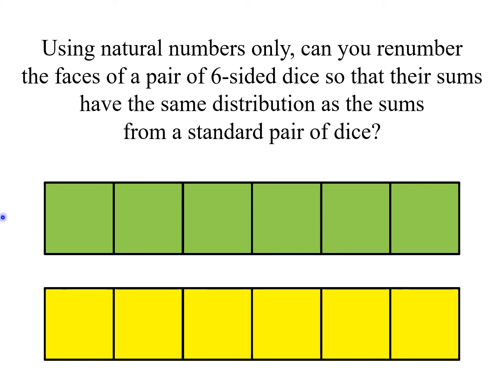die. So you might want to pause the video and see if you can come up with a number scheme that gives you the same distribution of the sums that a standard pair gives you. And oh, by the way, they are going to be different. The green one is going to be different from the yellow one when you do this.